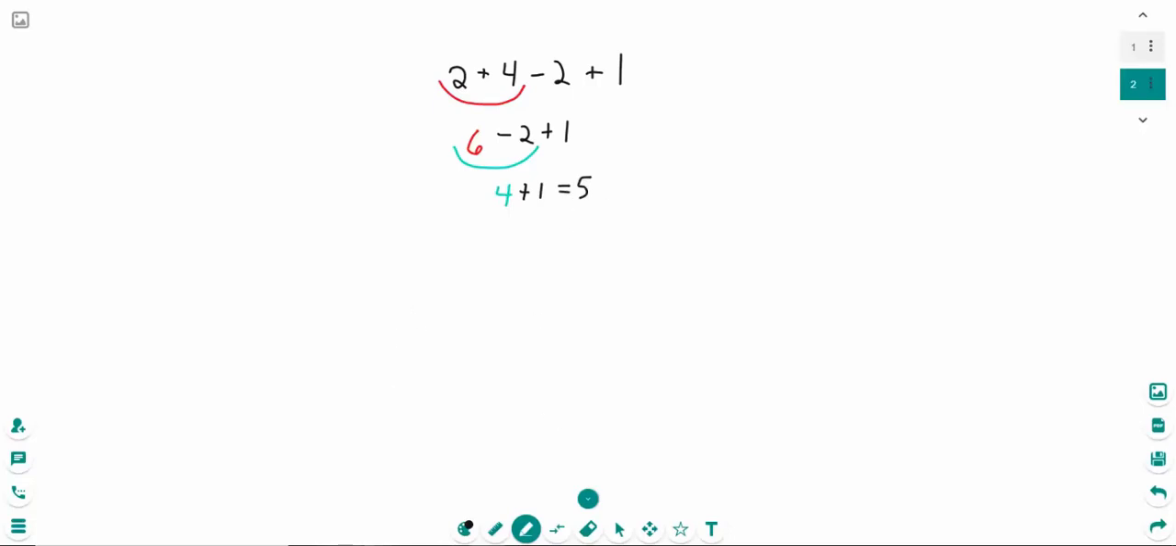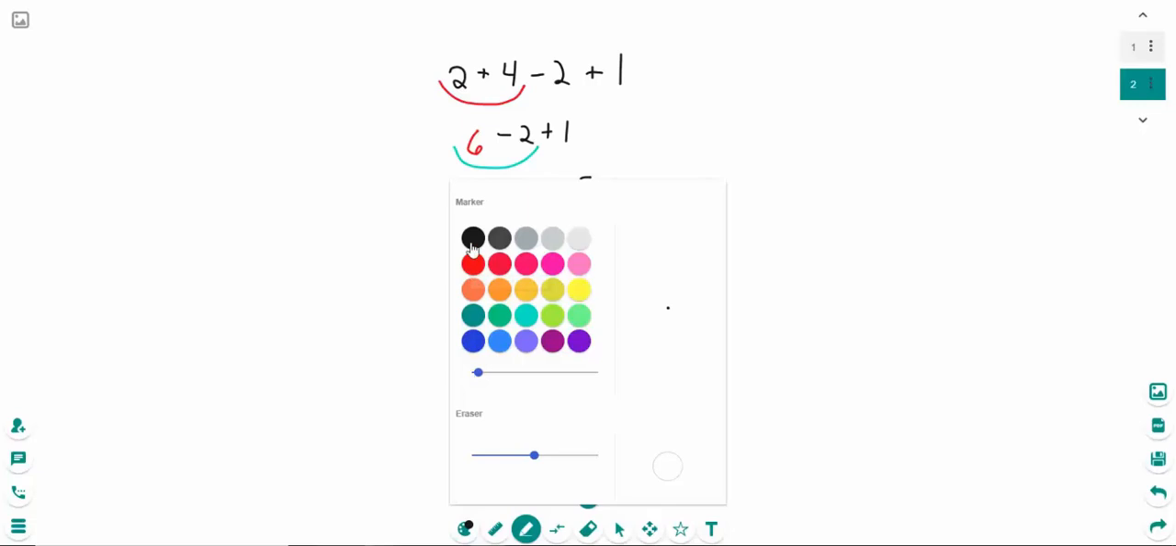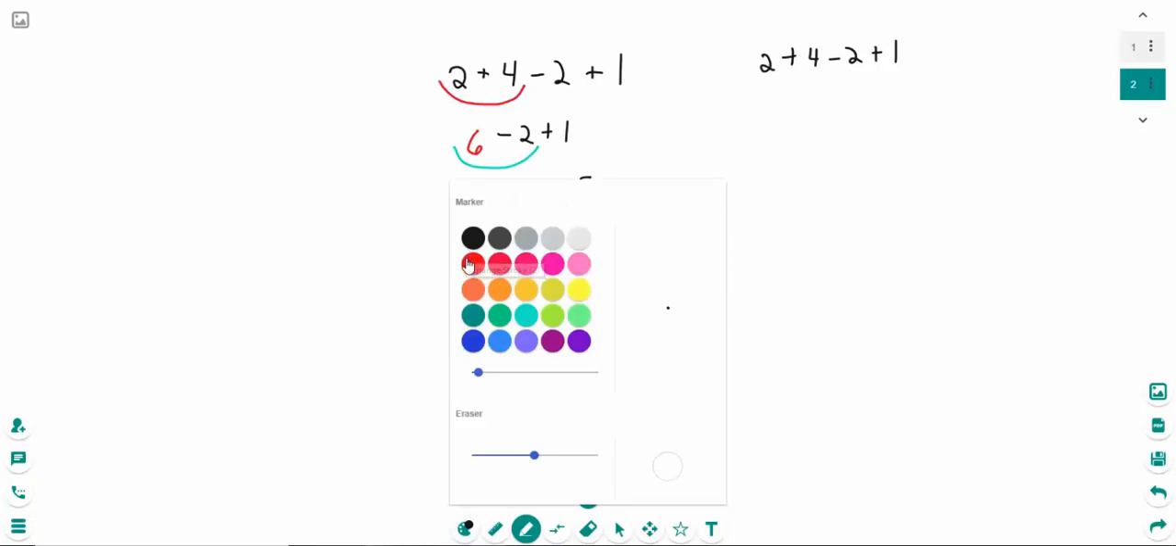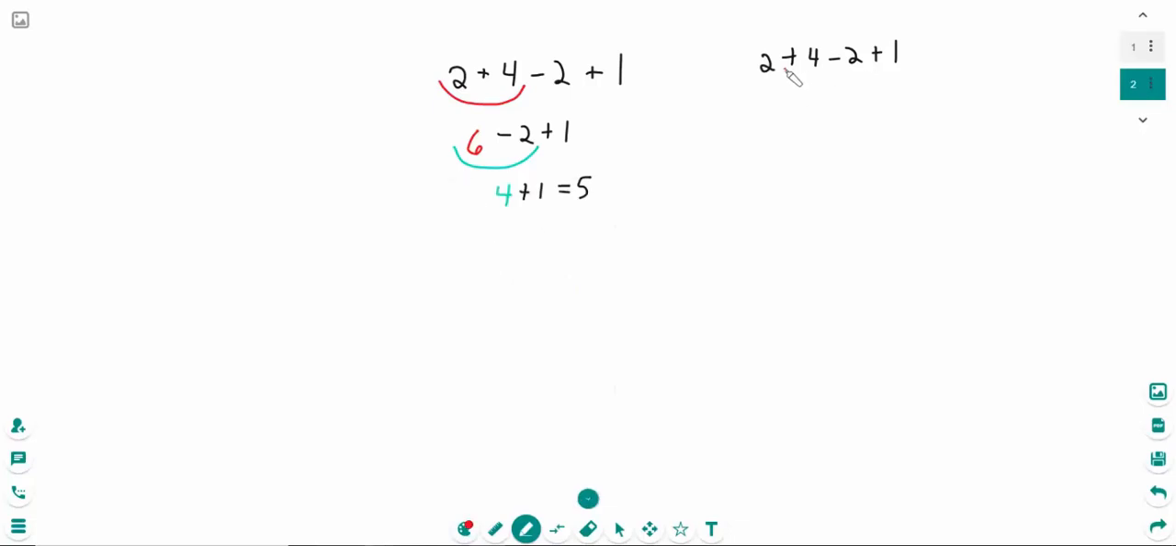Now, we could also do this in a different way. We could reorganize it. We might start with the problem again, 2 plus 4 minus 2 plus 1. And maybe here, we'll do it a little differently. Maybe here we'll say, you know what, let's start with this positive 4 and this negative 2. Let's add those two together first.